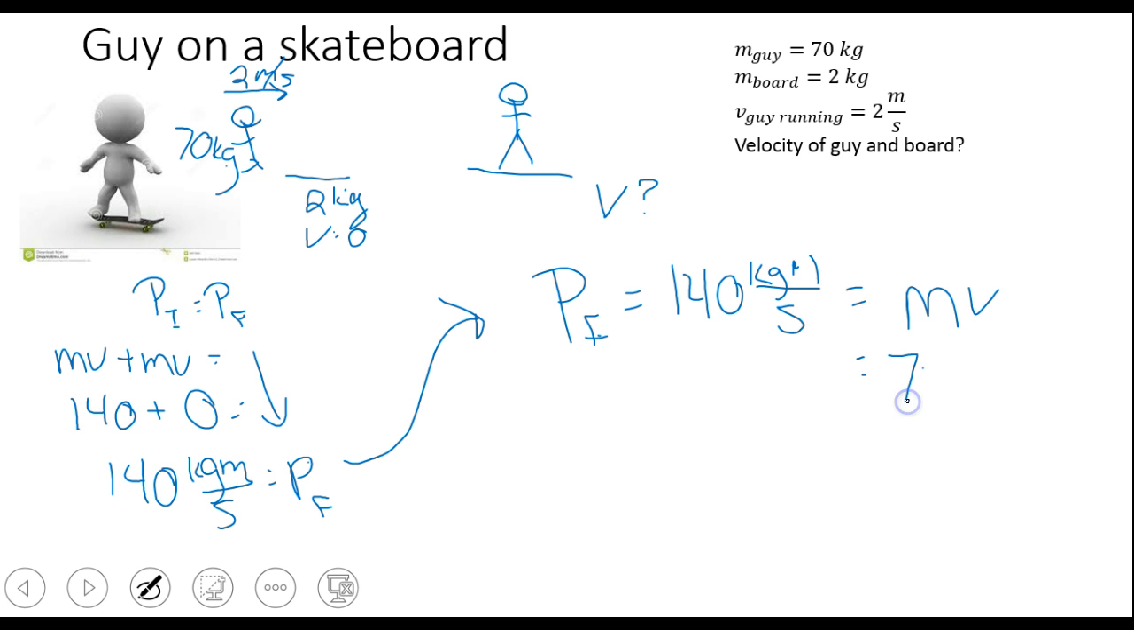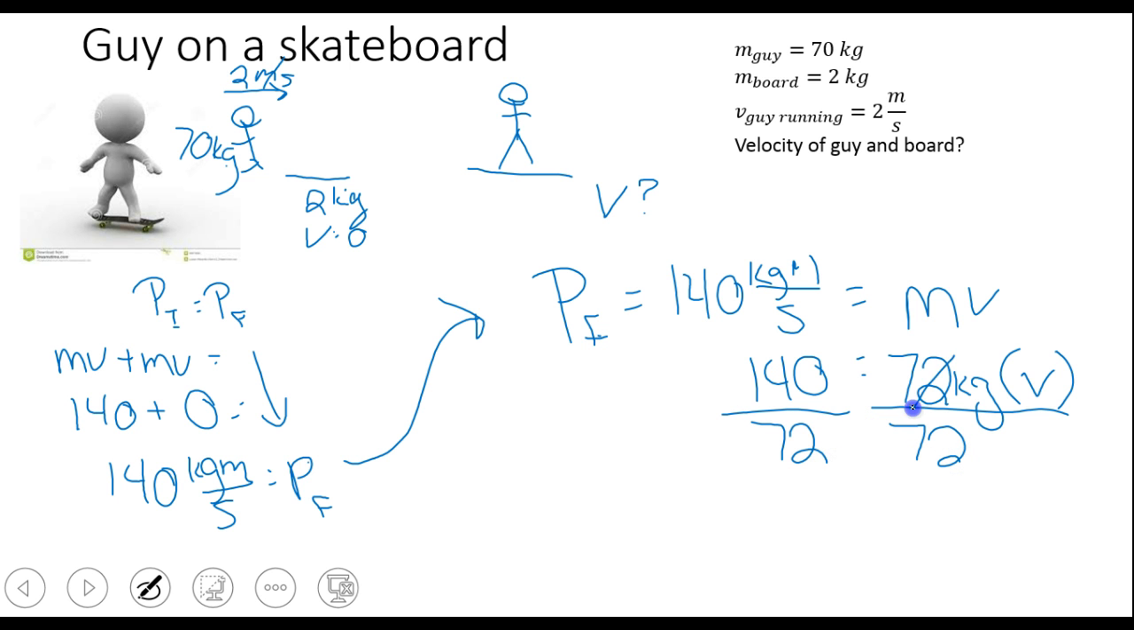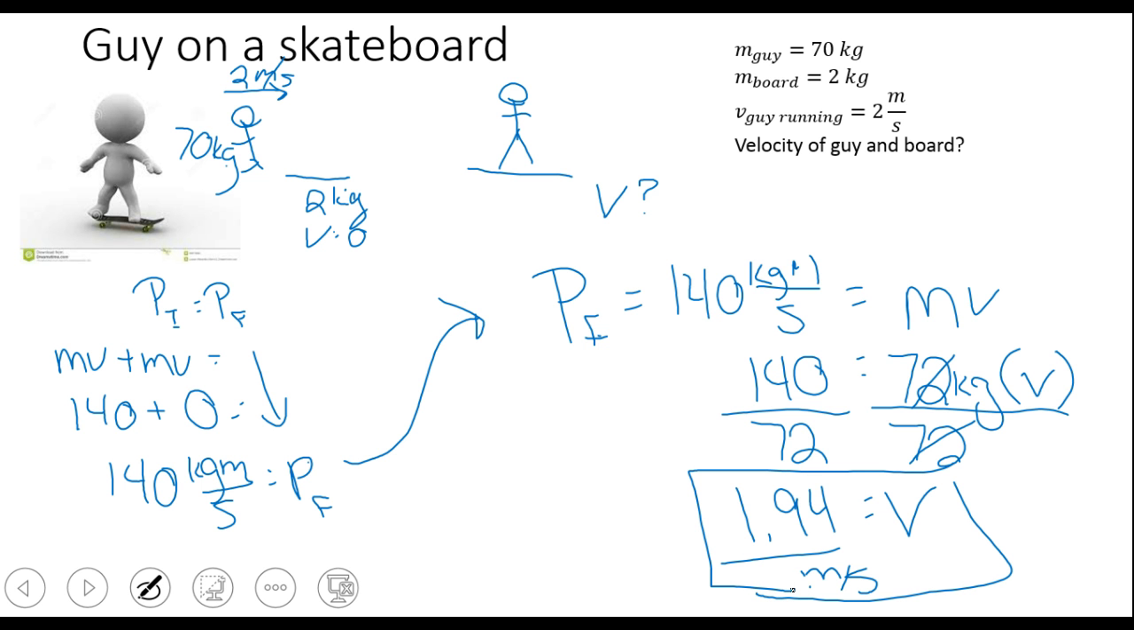The ending object is actually the mass of the guy and the board. And so I'm going to put in 72 kilograms for my mass. And I'm going to have to solve for my velocity. And in order to do that, I need to divide both sides by 72. Right? They cancel here. And the final velocity of my guy and the board is going to be 1.94 meters per second. And it's going to be moving to the right still because he's jumping on that board. So it's going to be 1.94 meters per second to the right.